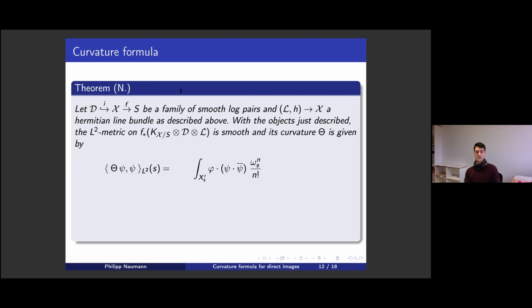This is the integral over this fiber. So I take the inner product of psi with itself, and so the L2 norm, but this is multiplied with this geodesic curvature phi. This is just a function that I can integrate with respect to this volume form I have. And the second term is the one where the Kodaira-Spencer form is showing up.